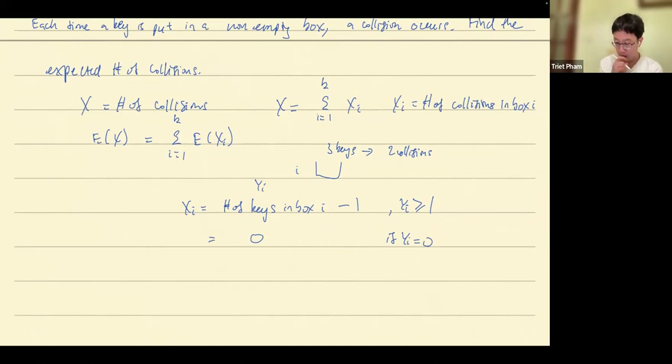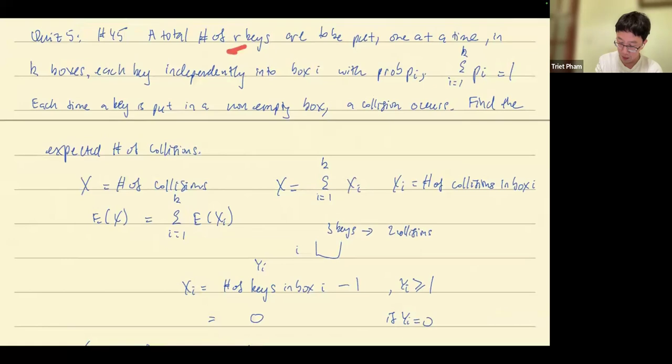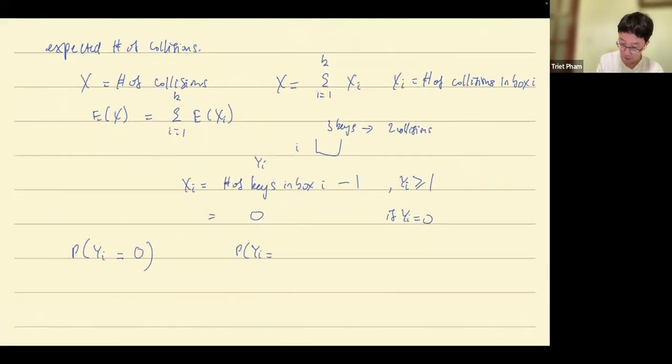So what values can xi take, or what values can yi take? The number of keys in the box. You can have no key in the box, or you can have, let's say, K keys. Wait, there are already R total keys, so let's not say R. It can be K keys, where K runs from 1 to R. So basically I'm just separating out the scenarios, but the number of keys in the box can be any number from 0 to R. Is that okay?